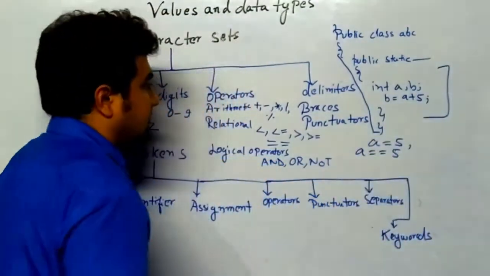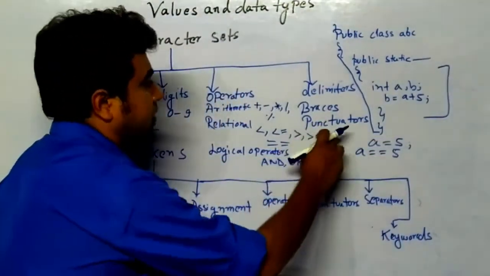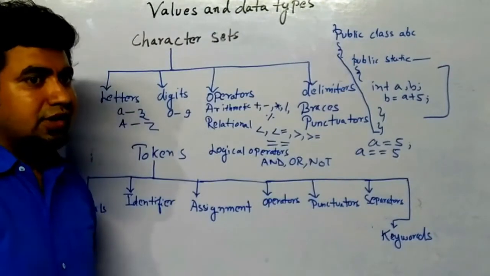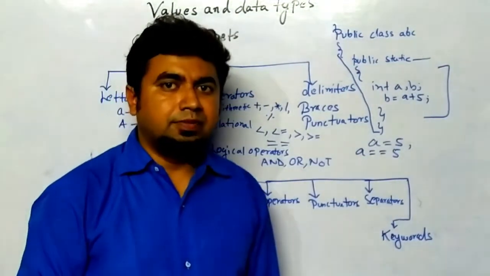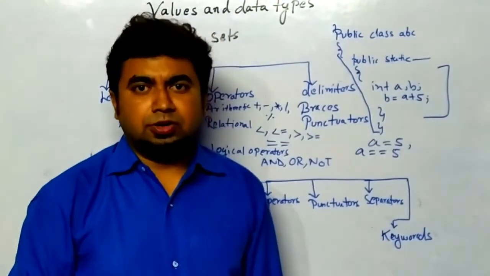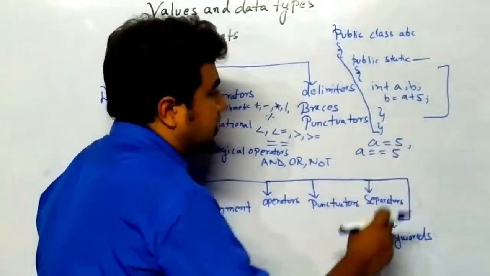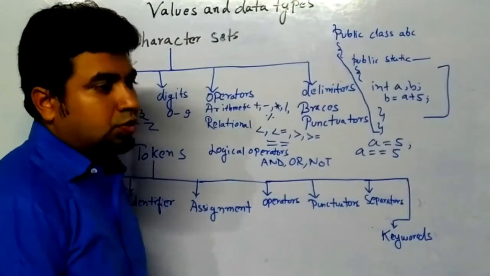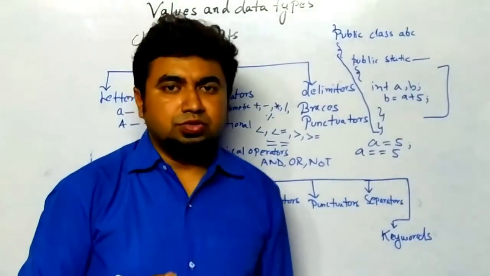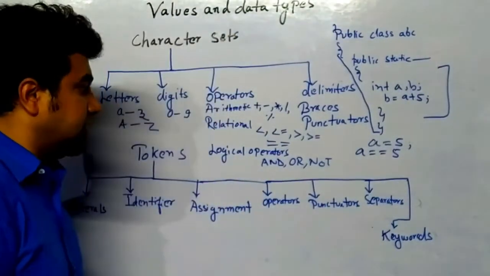This is with respect to braces or punctuators, as I already said about this comma. Then you can have the dot operator also, that is the member reference operator. Then you can say about semicolon. Semicolon is used to end the statement, means it is used as a line terminator.